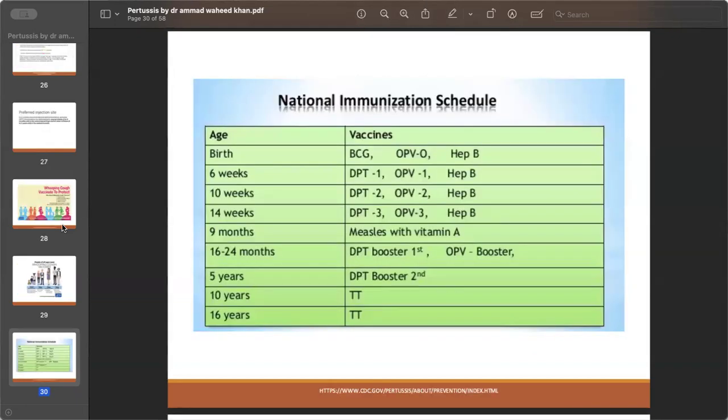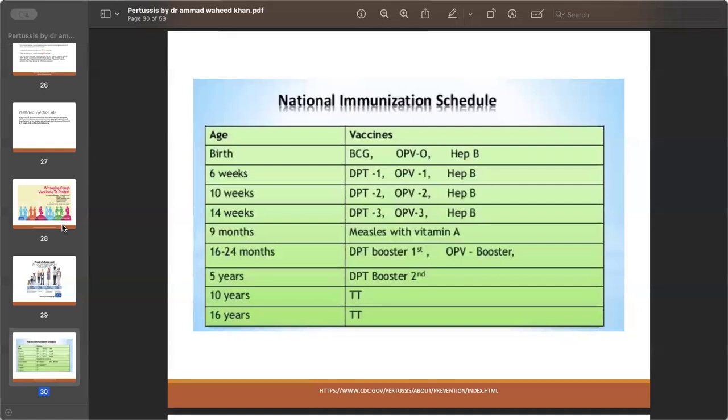National immunization schedule. At birth, the vaccines given are BCG, OPV 0, and Hep B. At 6 weeks, DPT 1, OPV 1, and Hep B. At the 10th week, DPT 2, OPV 2, and Hep B. At 14 weeks, DPT 3, OPV 3, and Hep B.